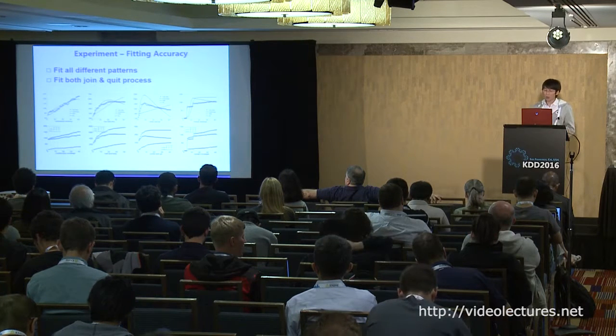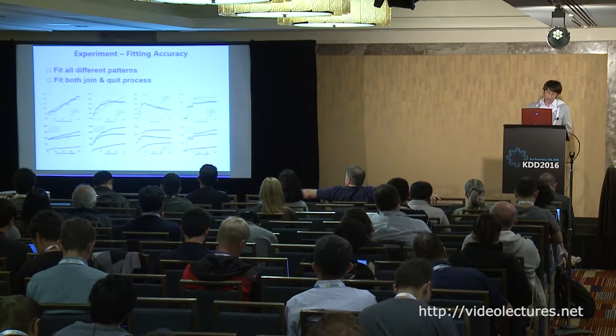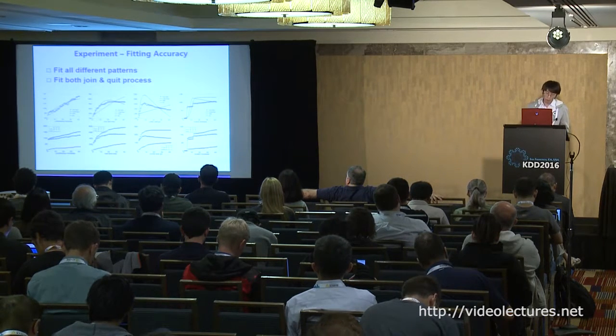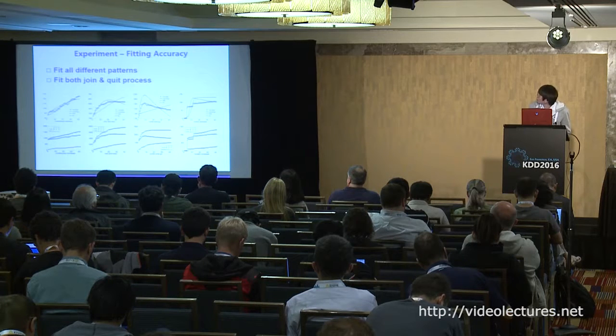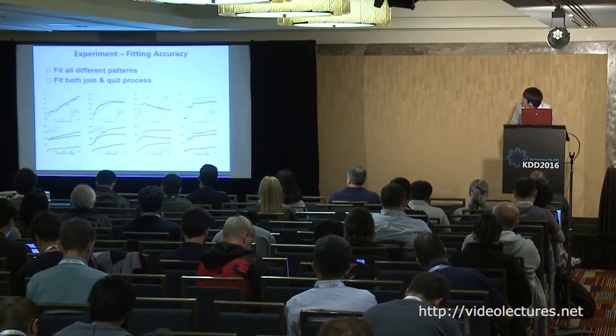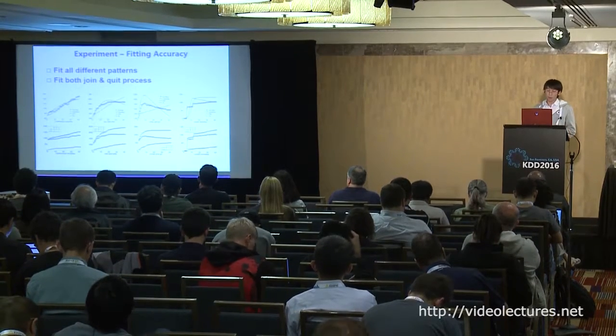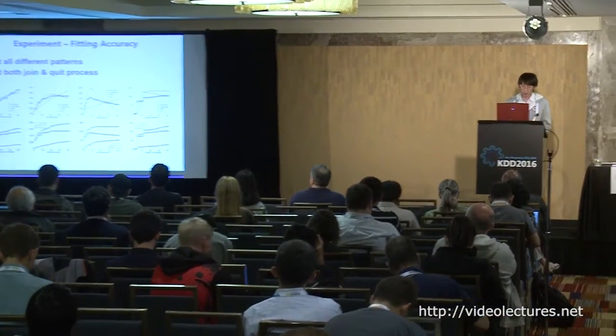So this is the showcase of our model. These are the 4 different patterns we showed before. The red line is the result of our model, and the other lines are the results of the SIR and SI models. We can find that we can fit all different patterns very well, both in the join process, the blue, and the quit process, the red one.